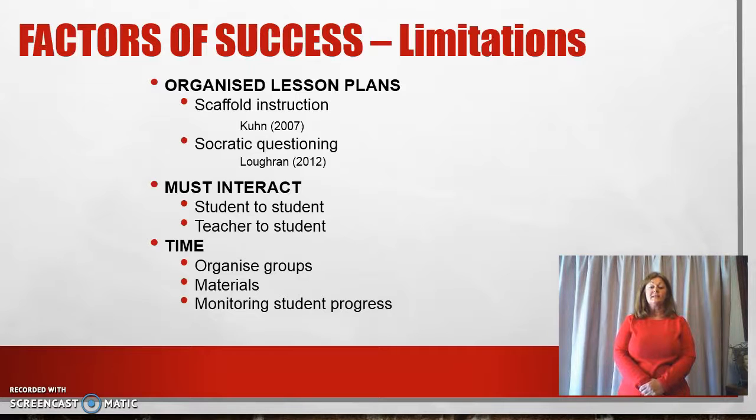Much energy is needed to implement constructivist methodologies into the classroom. Students need to interact with students and teachers need to interact with students. So this can be very noisy and takes a lot of supervision. Time needs to be considered in relation to things that need to be done, like organising groups, materials, and also how students will be monitored against their progress.